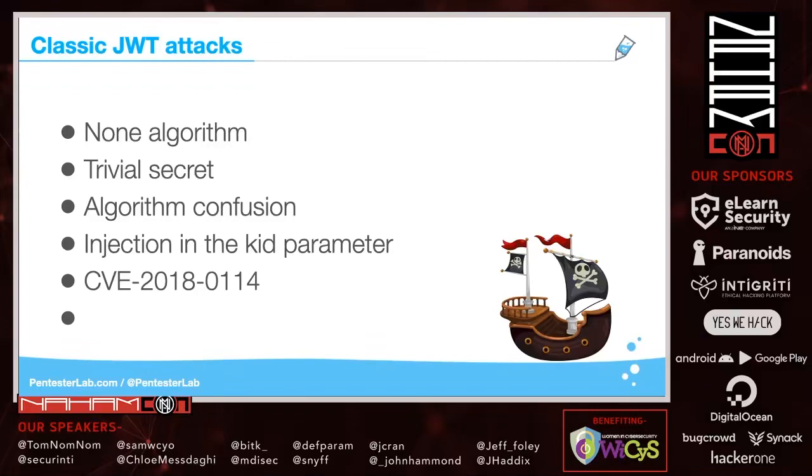The JWT also allows people to use like a key ID to retrieve the key, and you can try to inject as part of the retrieval of the key to, for example, bypass authentication or gain code execution. Another funny one is a bug in Cisco node-jose, CVE-2018-0114, where the library was trusting a key that was embedded in the header.